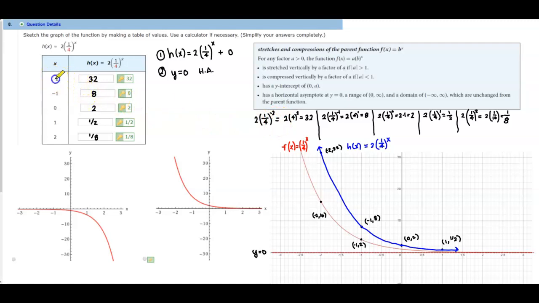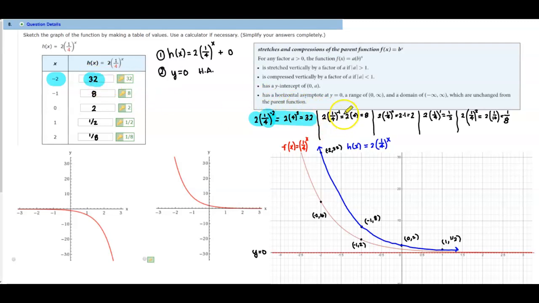So when x is -2, we're going to plug it into the function. So we have 2 times the base of 1/4 raised to the -2 power. Now, if we want to make that -2 a positive exponent, then we take the reciprocal of what's inside. So now it's going to be 4. So 4 squared is 16 times 2 gives you the value of 32. So we get our answer of 32.